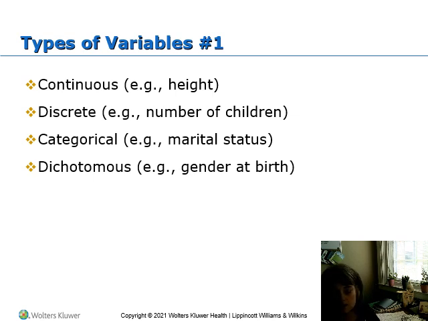Dichotomous is easy. It's either one or the other. It's a dichotomy, so yes or no, male or female. So there's only two choices, and that choice comes from one or the other category, but can't be both.